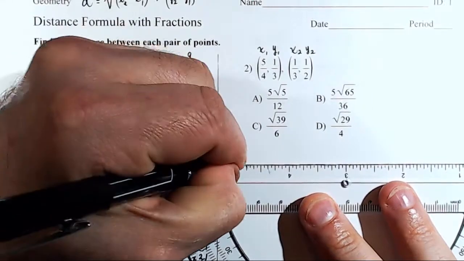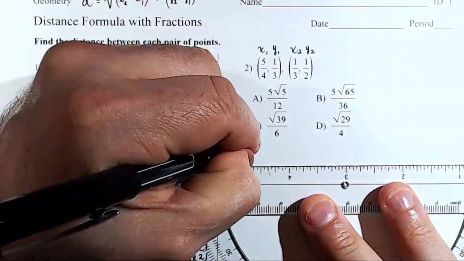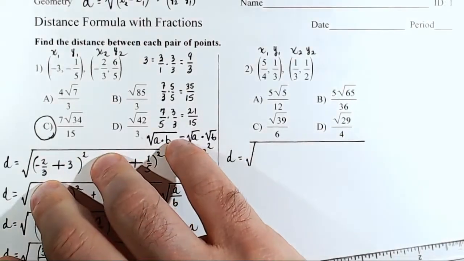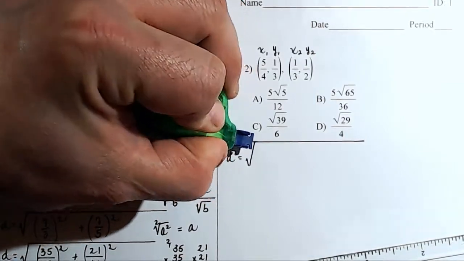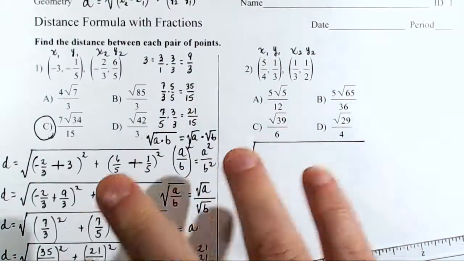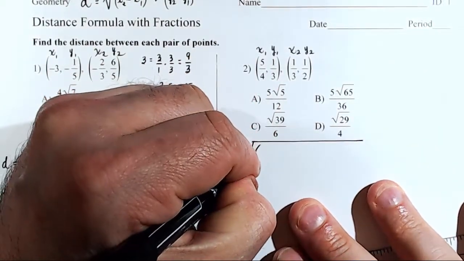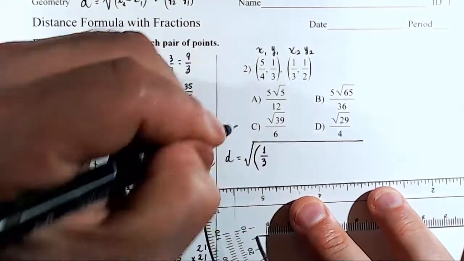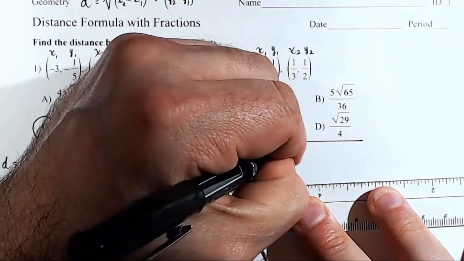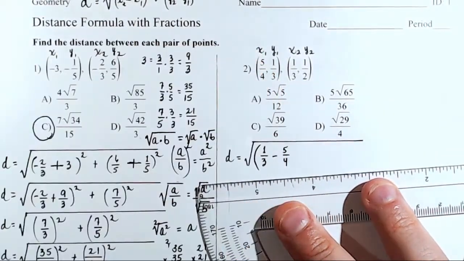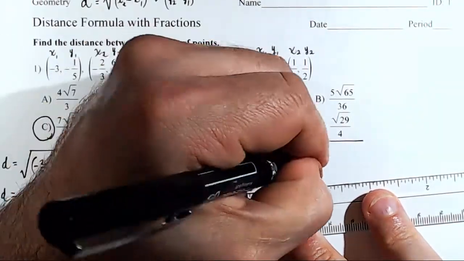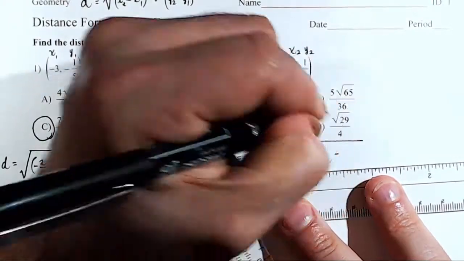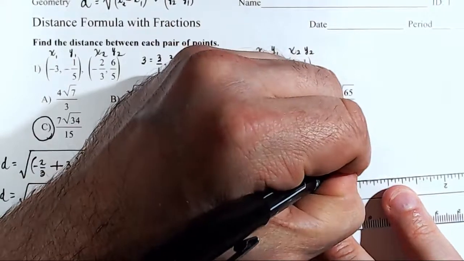So we'll write out the distance. The distance is going to be equal to the square root of, open parentheses, and now I need x2, 1/3, minus x1, 5/4, squared, plus, open parentheses, y2, 1/2, minus y1, 1/3, squared.